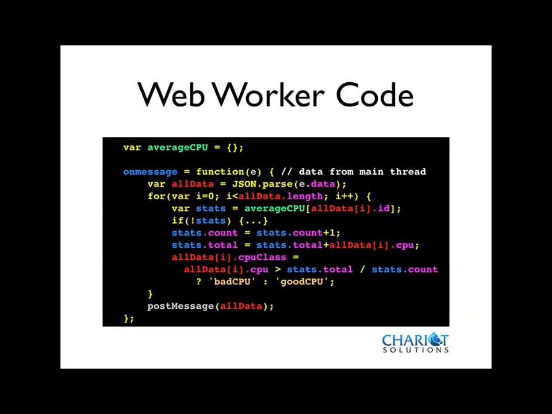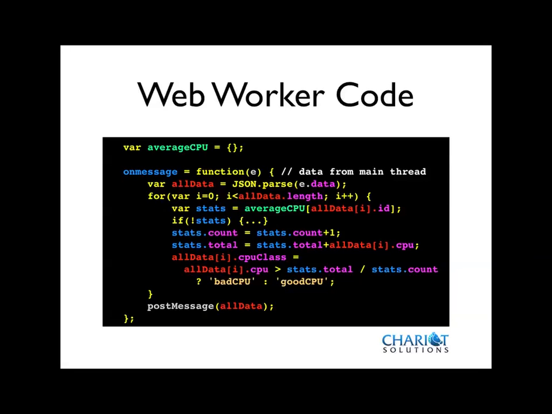So this thread has a function it assigns to onMessage. This is what gets called when data is passed from the main thread to the worker. Again, it just parses that data as JSON, and then it's going to march through each row, calculate the average CPU usage, check whether the current CPU usage is above or below that, and put either good CPU or bad CPU into this new CPU class property. And then when it's done with all the rows, it's going to post that back to the main thread.